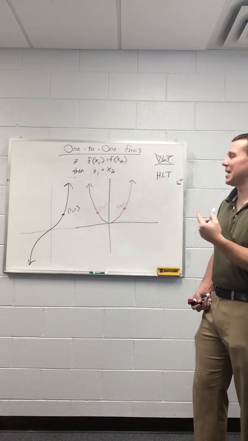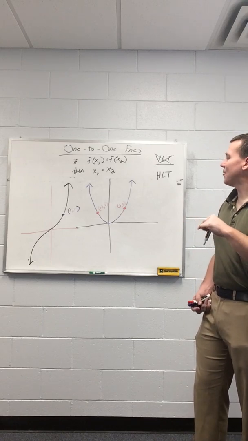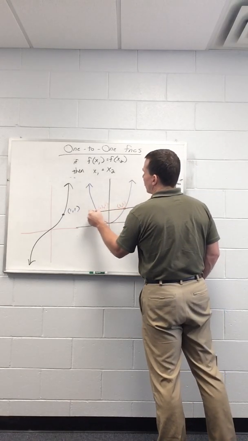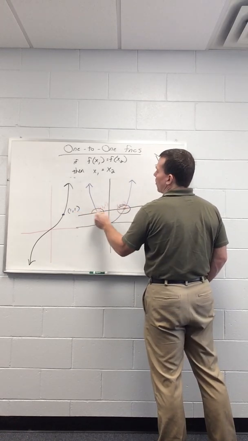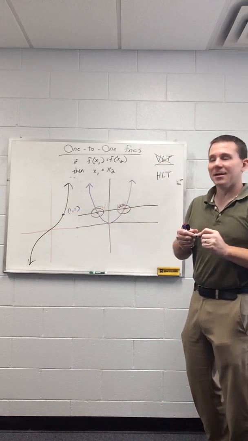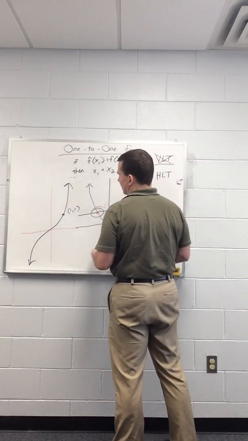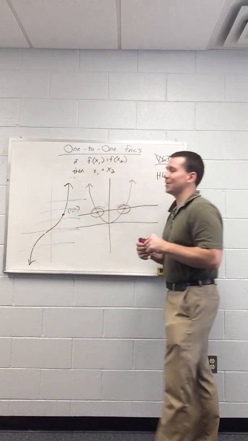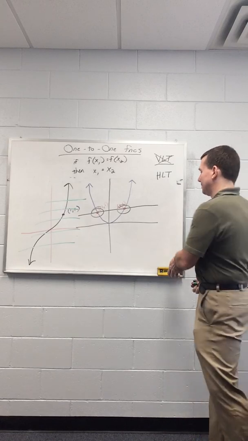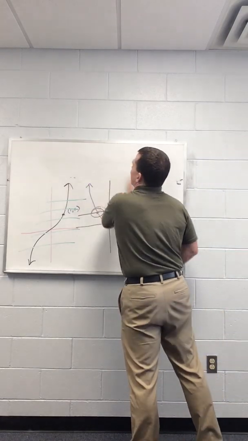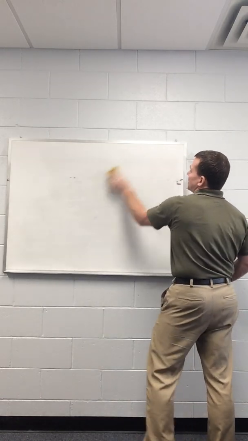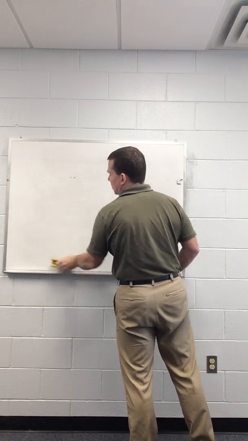And it actually works the exact same. If a horizontal line touches your graph more than once, it's not one-to-one. So right here, I can draw a horizontal line that touches the graph more than once, that's not one-to-one. Over here, every horizontal line I draw only touches the graph once, it is one-to-one. So, for the purposes of this class, all we really need to understand is the horizontal line test. We're not going to worry about the algebra of one-to-one functions.